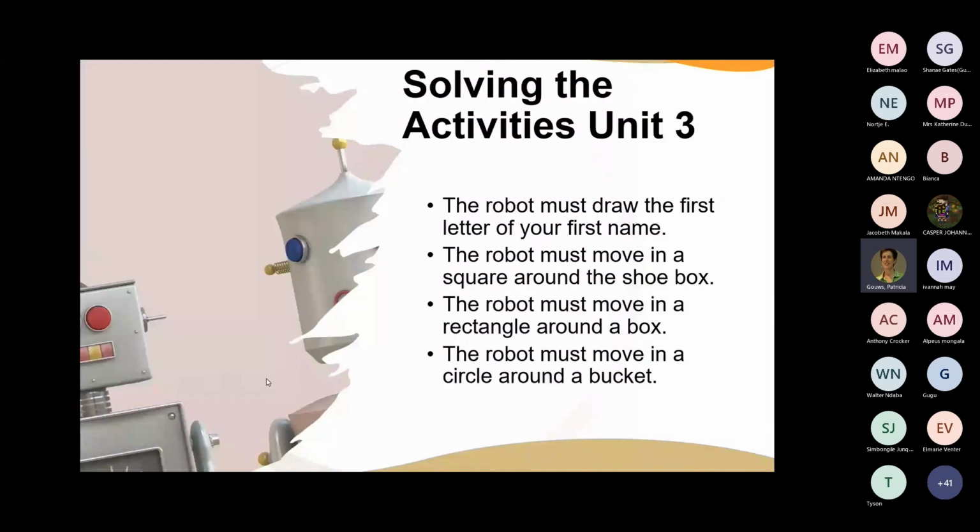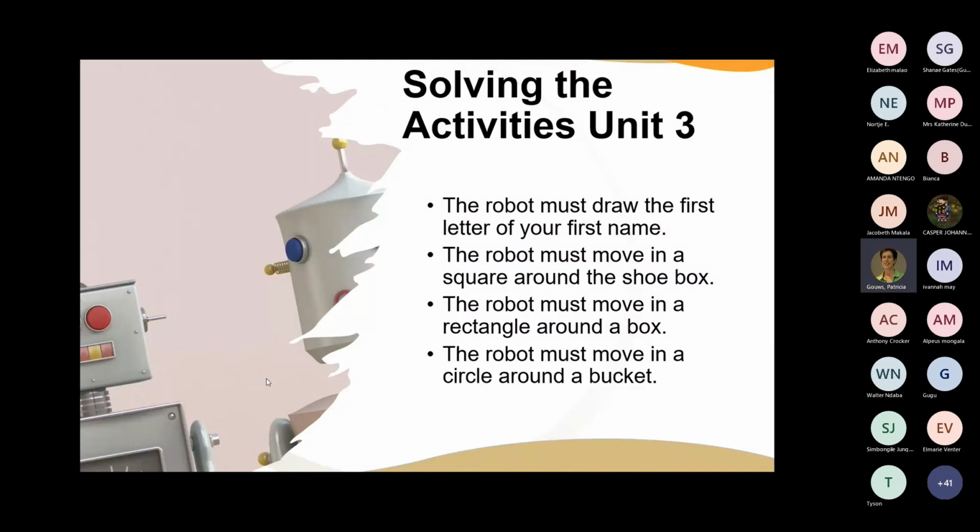All right. So again, here we're back to the activities of Unit 3. If you think, how do you draw your first name? You're going to have to program it to go so many rotations, then turn, and then come back. The L is easier because then you just turn at 90 degrees. So an L is straight and straight.